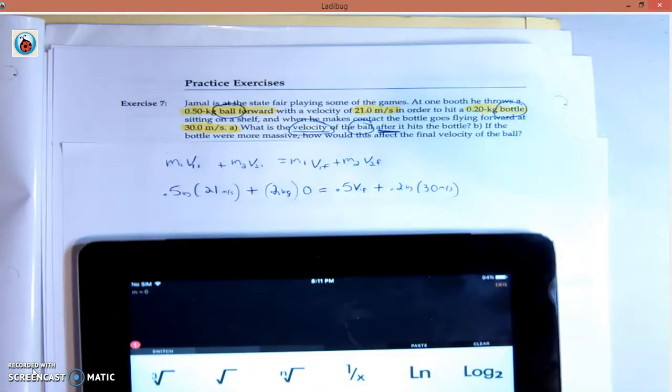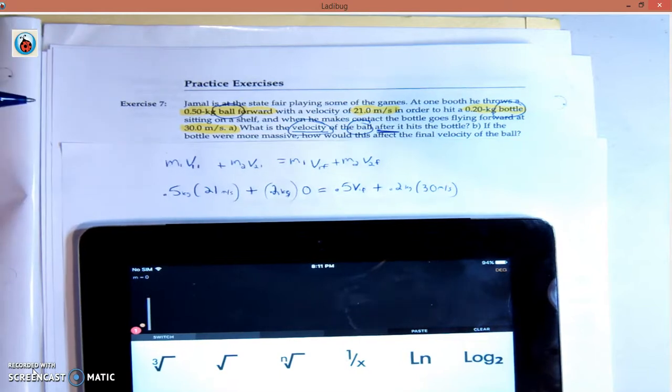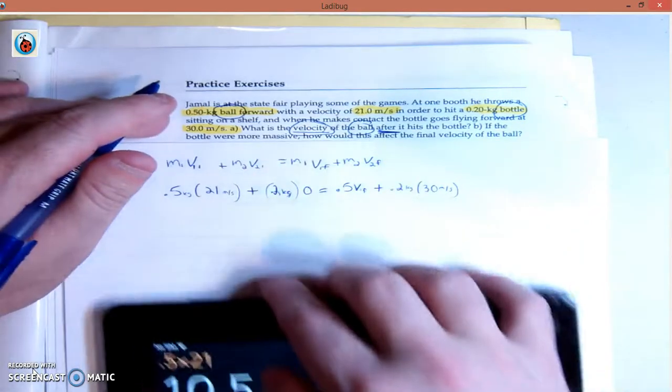All right, let me see the calculator. Awesome. So first I'm going to go 0.5 times 21, and that's going to be 10.5. So we're going to drop that down right here.